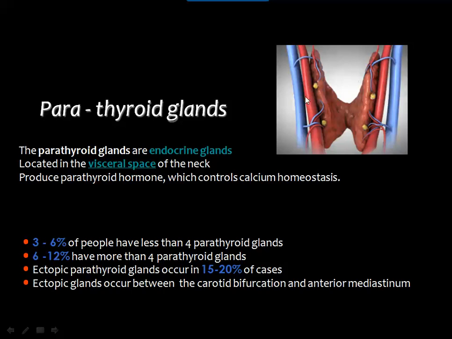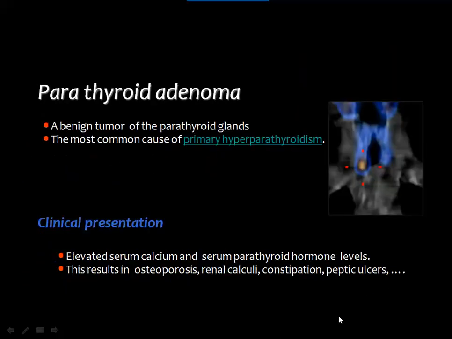This is the common location of the parathyroids, but ectopic parathyroid glands can occur in about 15 to 20% of cases in the region between the carotid bifurcation and the anterior mediastinum. Then the clinical presentation of patients with parathyroid adenoma includes, of course, hyperparathyroidism, and this may result in osteoporosis, multiple renal stones, constipation, peptic ulceration, and the remaining features of hyperparathyroidism.